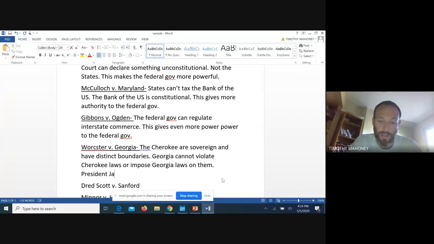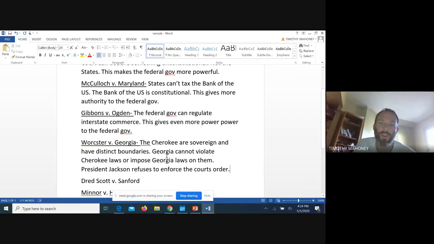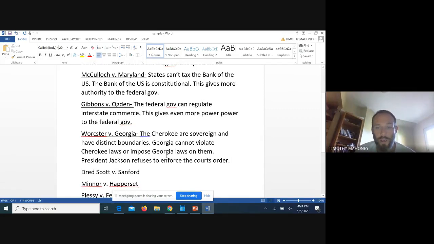President Jackson refuses to enforce the court's order. This is part of Indian removal. So you have to understand that the court rules in favor of the Cherokee, but despite that, Andrew Jackson, his famous line is, "Let Marshall enforce this ruling," and he will continue to allow the state of Georgia to violate Cherokee sovereignty. Dred Scott v. Sanford.